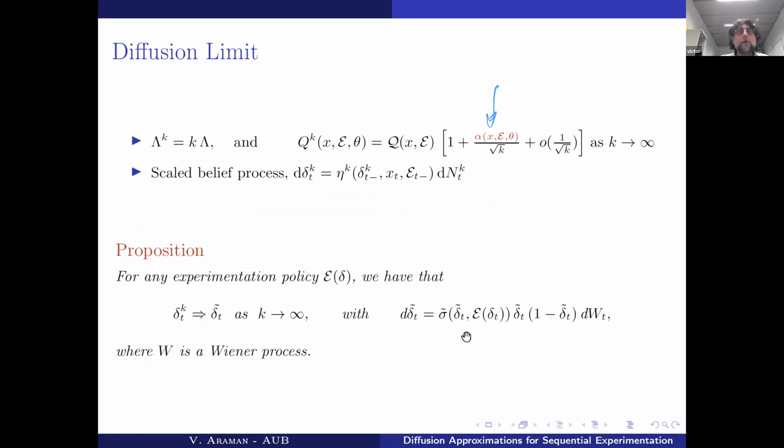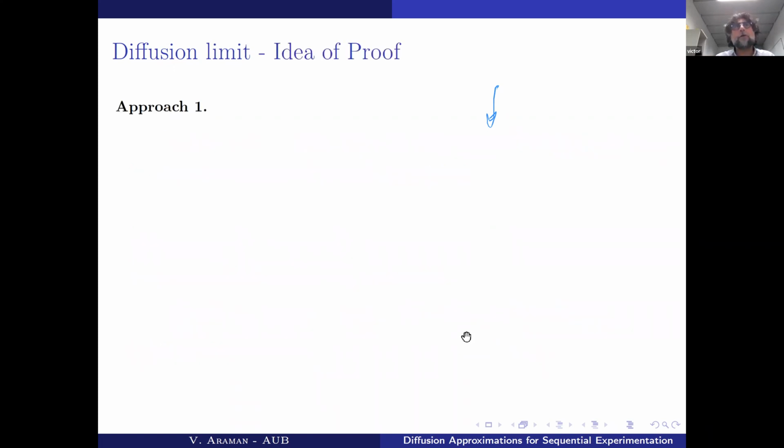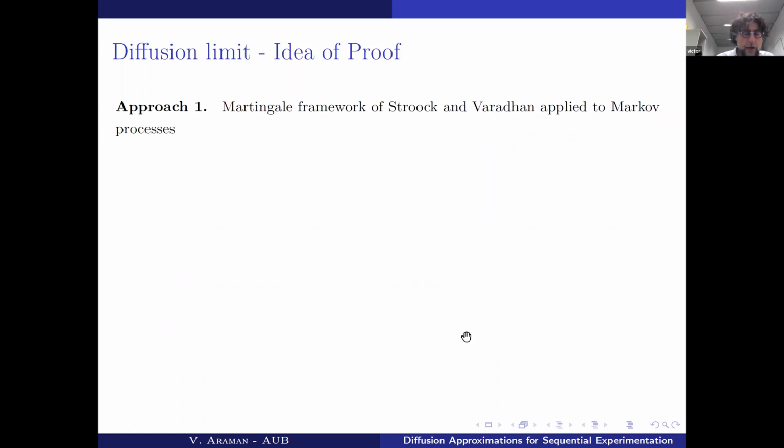All right. So how do we prove something like this? We actually prove it in two ways. In the paper, there's only one way. But it's also an opportunity for those that are interested in this type of literature to get an idea of the machinery, rather than any rigorous proof here. The first approach, which we actually follow in the final version of the paper, is driven by the martingale framework of Stroock and Varadhan, that is applied to Markov processes.